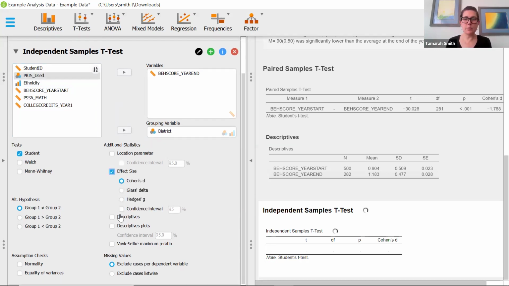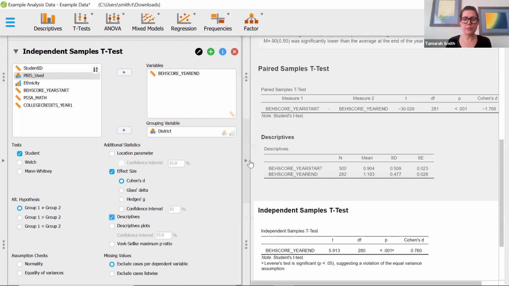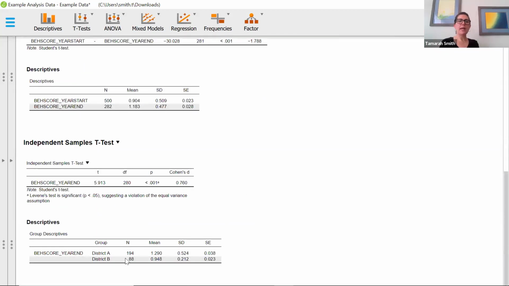We can get our effect size, we can get our descriptive statistics. Shrink this up a little bit so we can see it a little better. And very repetitive. You're starting to see this, right? You get the t-test table, and then you get your descriptive scores. In the t-test, we've got our t, we've got our degrees of freedom, and we've got our p-value, which is very, very tiny. What does that mean? We have a significant finding here. We still have a relatively large Cohen's d value, so the effect size is still large. And if we go down here to look, here's District A, here's District B. District A has a score that is significantly higher than District B.